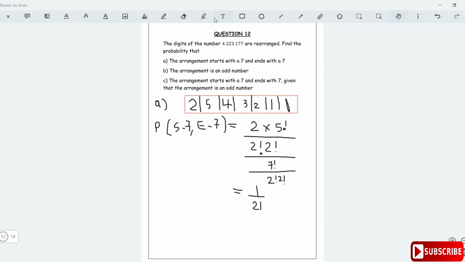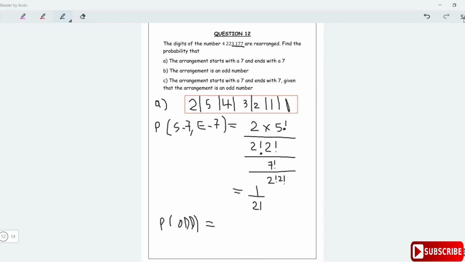So the probability of it being odd is equal to the chance of you getting an odd number. If it's an odd number, then this last digit can either end with a 3, a 1, a 7, or a 7. So that's 4 numbers it can end with.